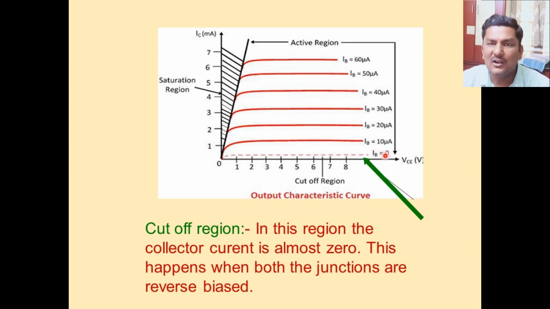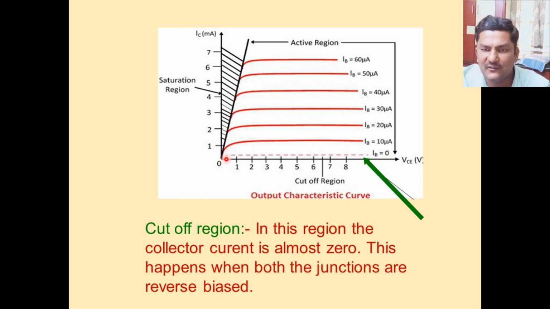Next we move on to the second region, the cutoff region. This is the cutoff region. When IB is 0, here I consider 7 different values from 0 to 60. So this is very close to the x-axis.